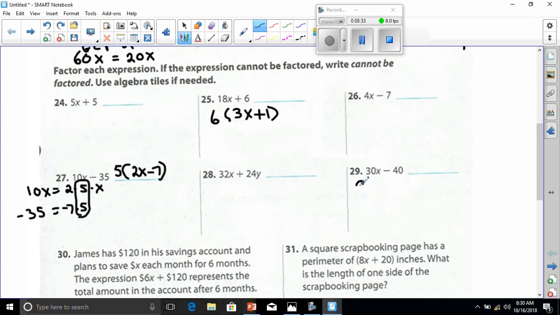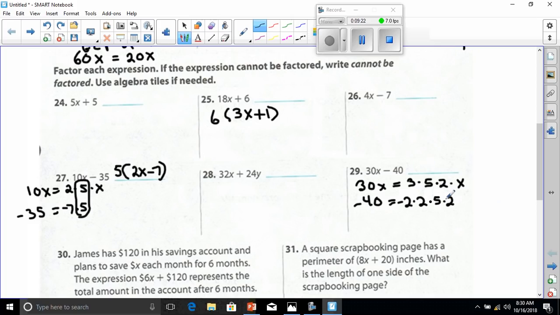As we can see, 29 has 30x and a negative 40. Well, what goes into 30x? Well, I would say 3 times 10. And what goes into 10? Well, we could say 5 times 2. And then, of course, we're multiplying x. Let's double check. 5 times 2 is 10, times 3 is 30. So what goes into negative 40? Well, we can say that we've got negative 2 times 20 will give us that. And then what makes up 20? Well, 2 times 5 times 2, right? Let's double check. 5 times 2 is 10. 10 times 2 is 20. 20 times negative 2 is negative 40.